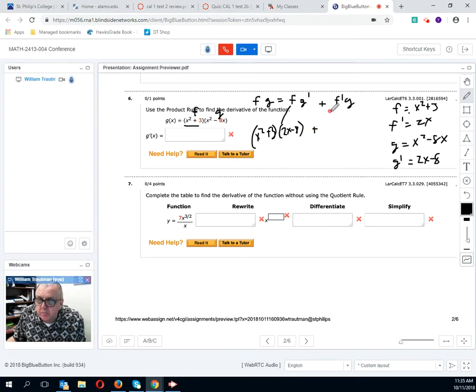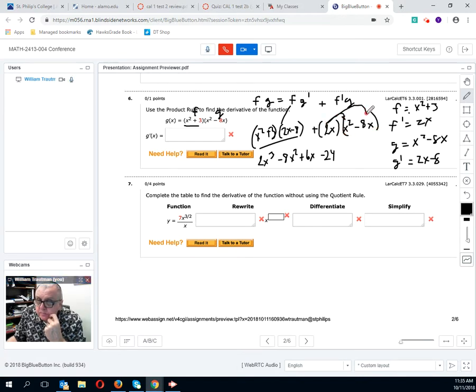Plus f prime, which is 2x. And g, which is x squared minus 8x. Then we're going to multiply these together. You FOIL that, and I get 2x^3 minus 8x squared plus 6x minus 24. Here, I'm going to distribute also, which equals plus 2x^3 minus 16x squared.